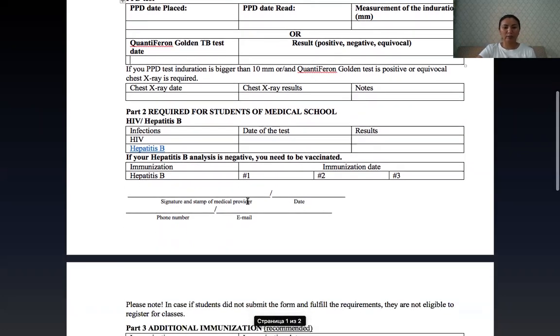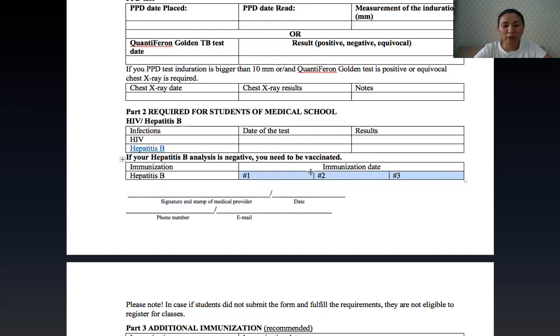Regarding part 2, it's a mandatory part for students of medical school who will participate in clerkship in a hospital and will be involved in invasive procedures. That's why you need to undergo an HIV test and a hepatitis B test that shows us the effectiveness of your previous vaccination against hepatitis B. So let's say you underwent the hepatitis B test and your result was 10 milliunits per 1 milliliter of your serum. It means that your vaccination is perfect and it works. Then you are fine and you need to fill this part.